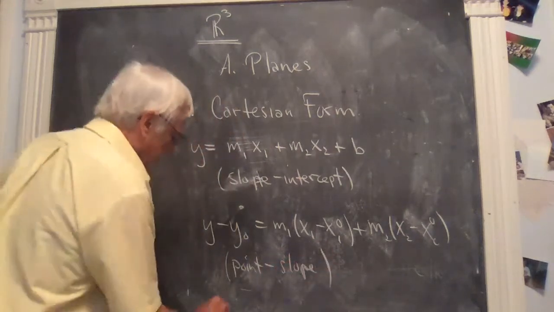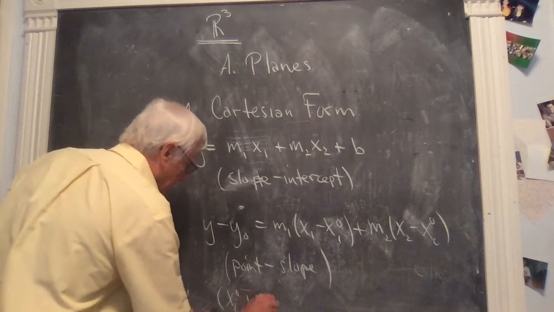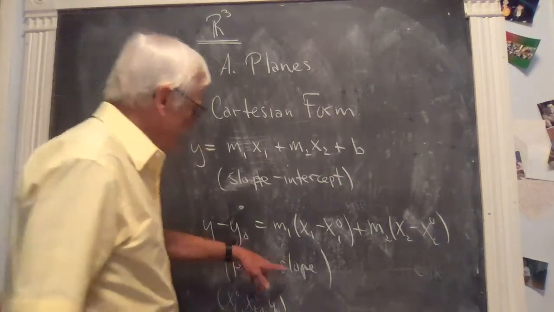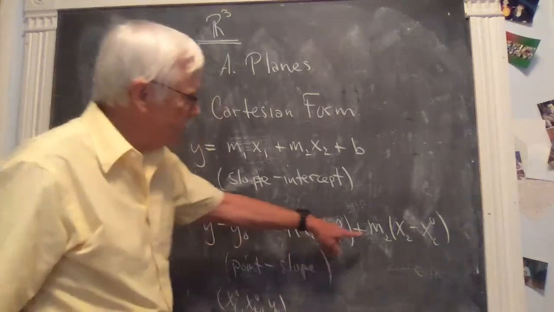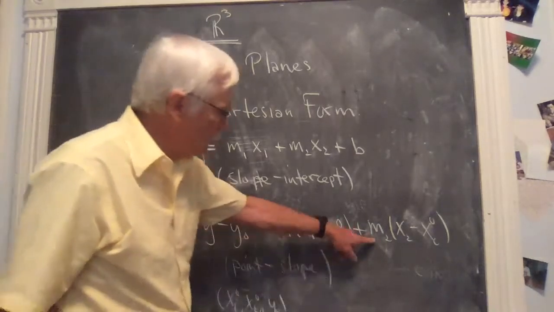The point in this case is the point x1 naught, x2 naught, y naught. And the slope is really slope s. It's got two slopes, pitch and yaw: slope in the x1, slope in the x2.